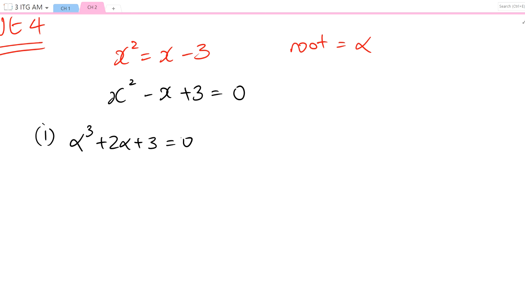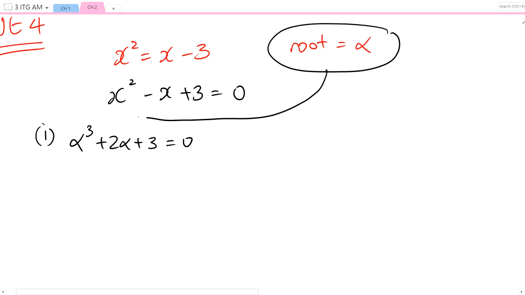Right? So earlier on I said that, hey, actually the root is alpha, which means that I can substitute all this inside here and the equation will work. Okay? So let us do that for part 1.